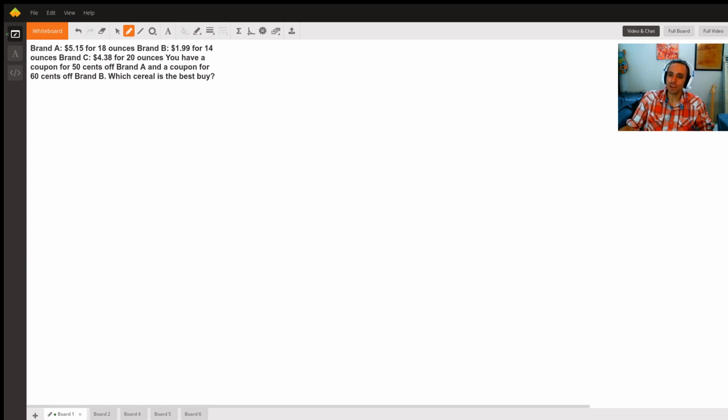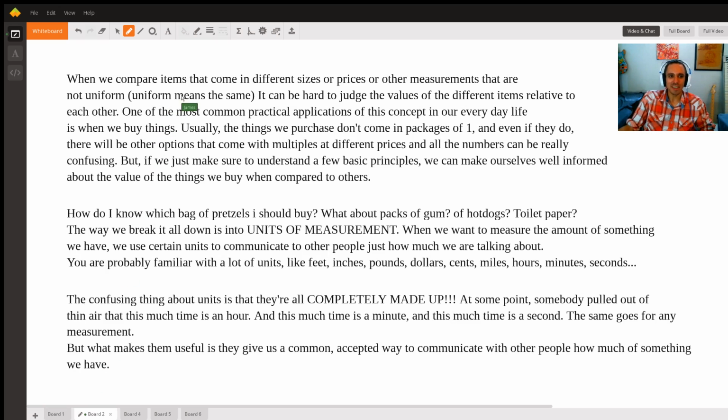So let's talk about what we need to know, and that is units. When we compare items that are different sizes or prices, they're not uniform. Like, we're not getting the same amount of each thing. It can be hard to judge the values relative to one another. This usually will happen to us in real life when we buy stuff. Usually they don't come in packages of one, they'll come in multiples, and there'll be other options with even different multiples, and then it gets very confusing.